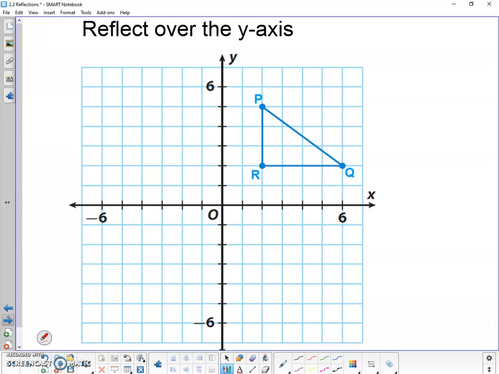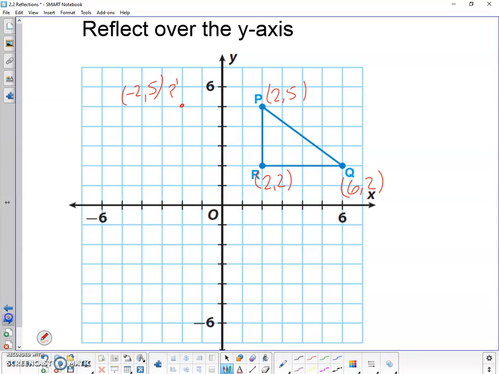If we're going to move the point P, where is it going to end up? 2 from the middle line, 2 over this way. If I'm going to mark my coordinates, P is at 2, 5. R is 2, 2, and Q is 6, 2. So this is my new P prime. Notice it's at negative 2, 5.